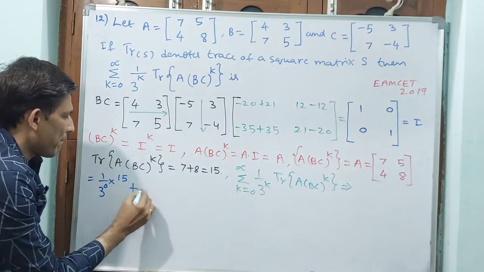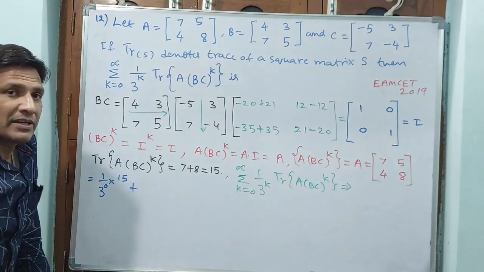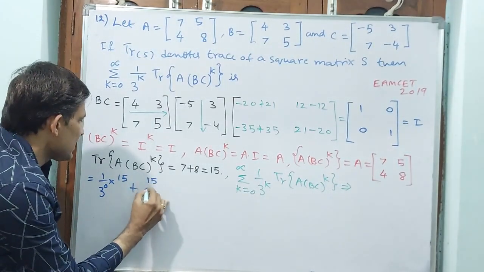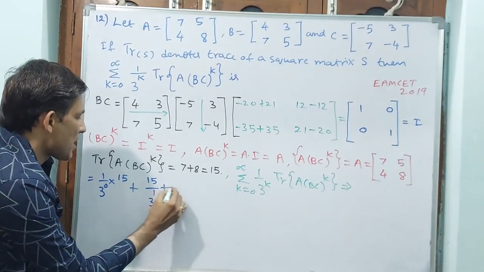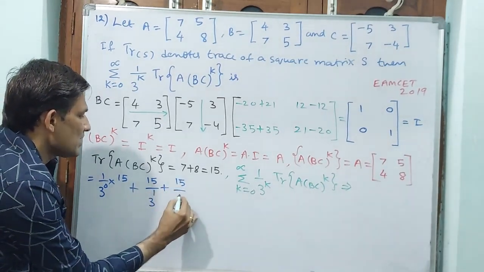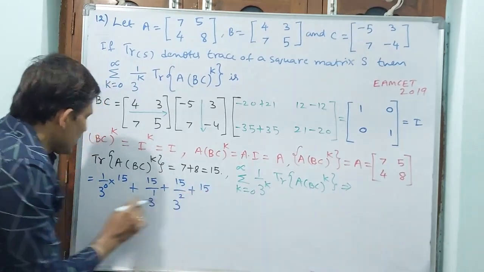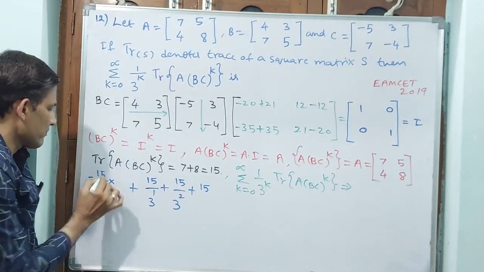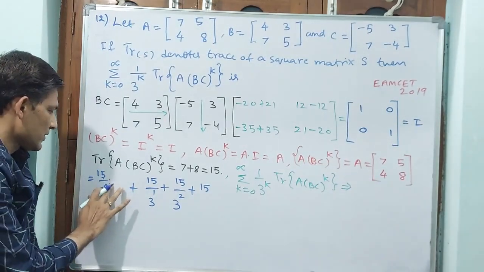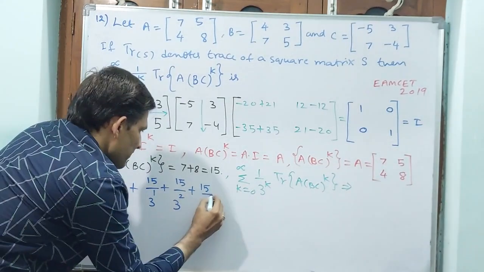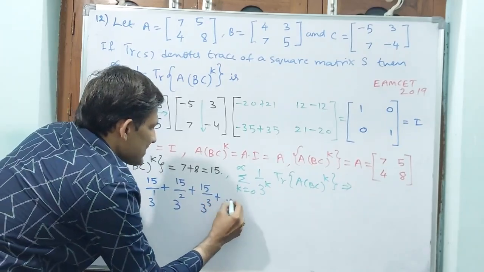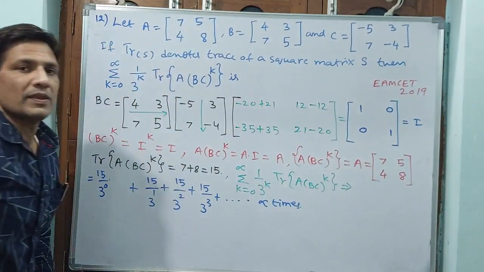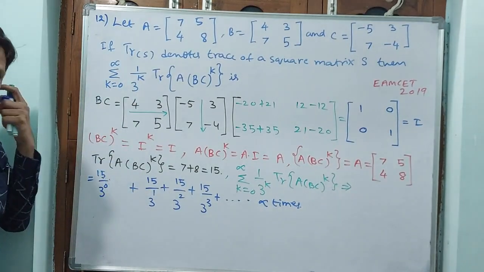15 plus, next time, 3 power 1 you have to apply, because k goes from 0 to infinity. 15 by 3 power 1 plus 15 by 3 power 2 plus 15 by 3 cube, plus up to infinity terms. Is this okay? Yes, correct.